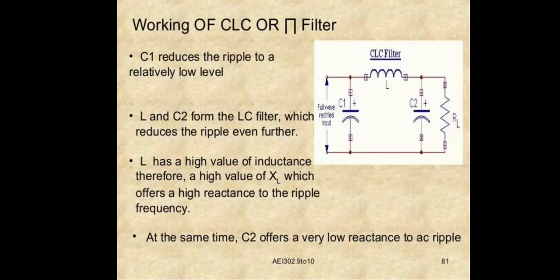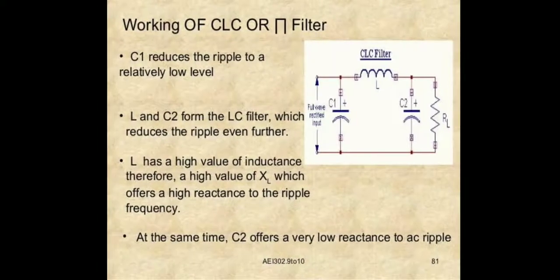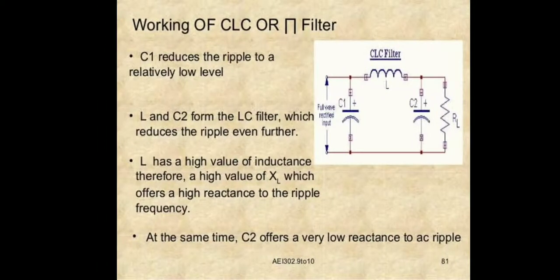Now this C1 provides small reactance towards the AC component of the rectifier output, as it gives unlimited reactance towards the DC components. So capacitor C1 avoids a considerable amount of AC component, whereas the DC component maintains its journey towards the choke L, meaning the capital L.